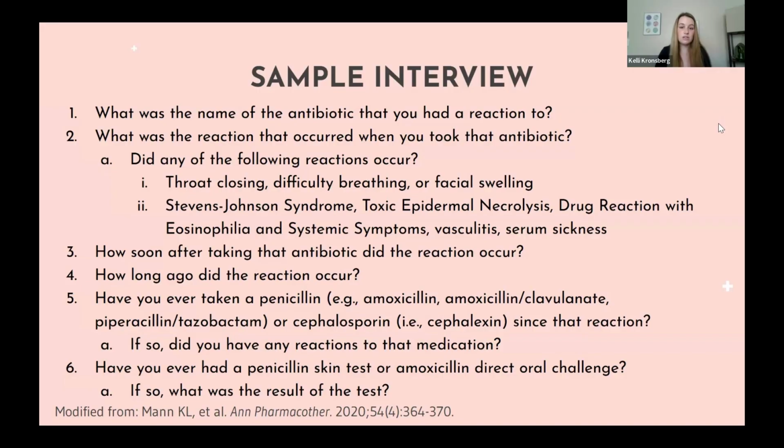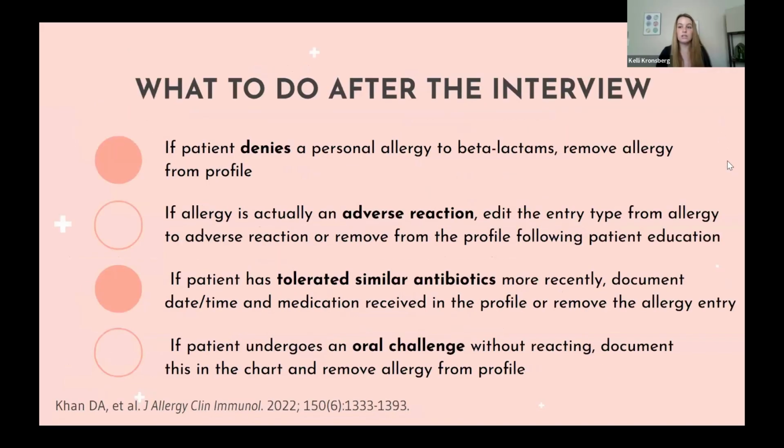And then we can use the findings from this interview to alter the documentation in the medical record or remove it completely. And there will be some caveats here for facility-specific practices. But if the patient denies a personal allergy to beta-lactams, maybe it was a sibling or a parent who was allergic, then we want to remove that allergy from the profile and educate them that there's no genetic or hereditary component there, and it would be safe to trial the medication based on the information we have for them specifically.